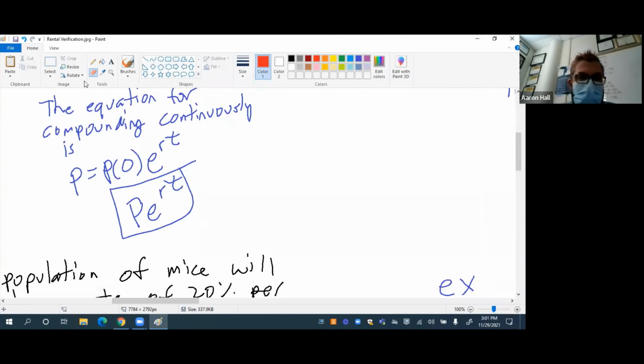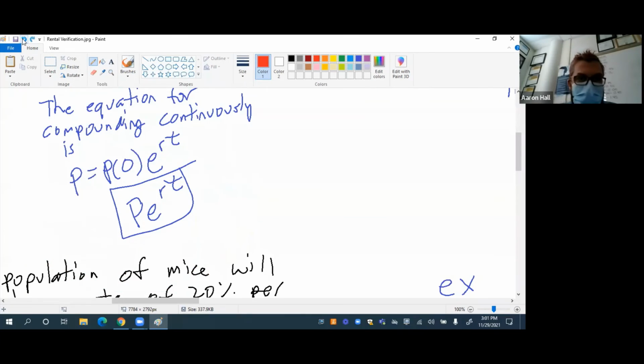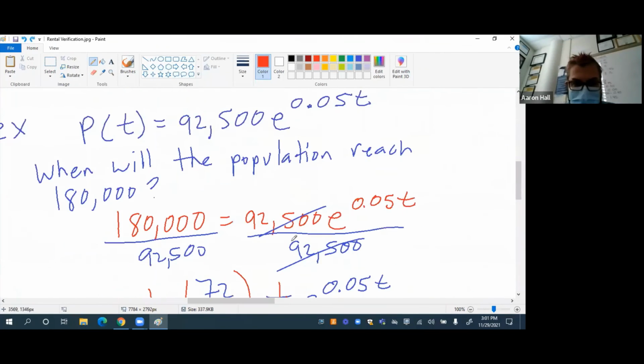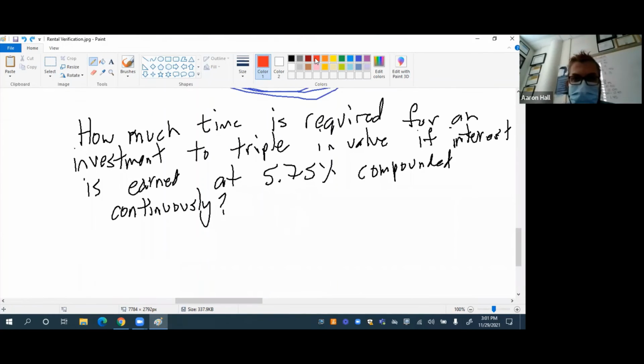Okay, so how do we remember this equation? Pert, it's Pert. P E to the r t. We're going to use our equation. So A equals our initial amount, P, times e to the r t.